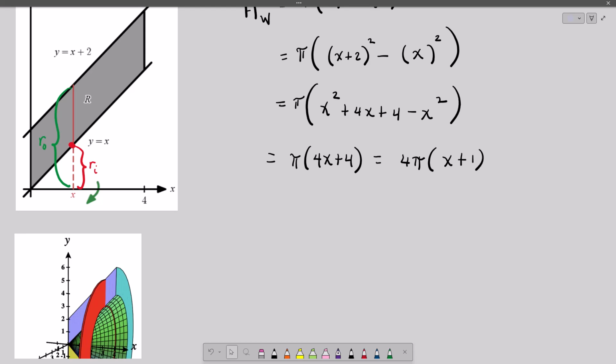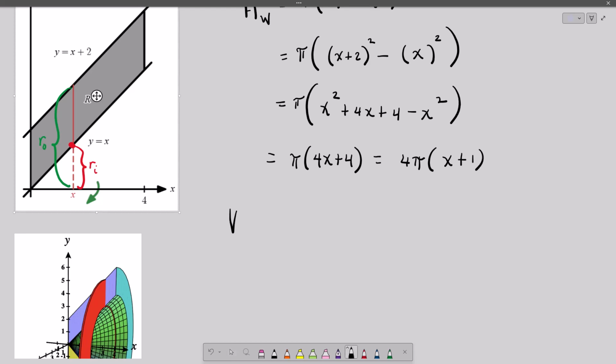If we wanted to just check, we could pick this left extremity, and we know the washer right here, which is actually a disk, there's not a hole in this washer. What should the radius of that washer be if we rotate that? 2. So the radius is 2. The inner radius is 0. Finding the area of a circle of radius 2, that's going to be 4 pi. So if we plug in 0 over here, we should get 4 pi from our area function. Plug in 0, yeah, we get 4 pi. So that means that most likely we have the correct area function.